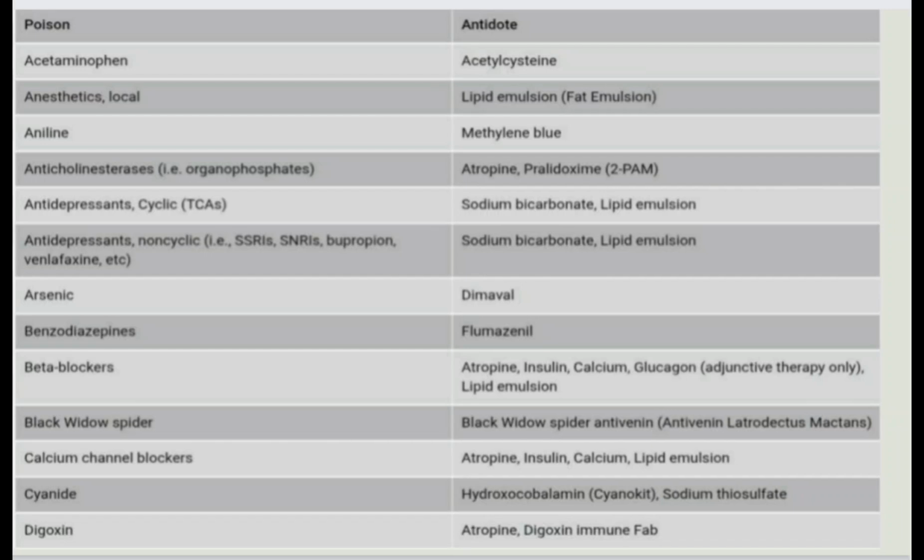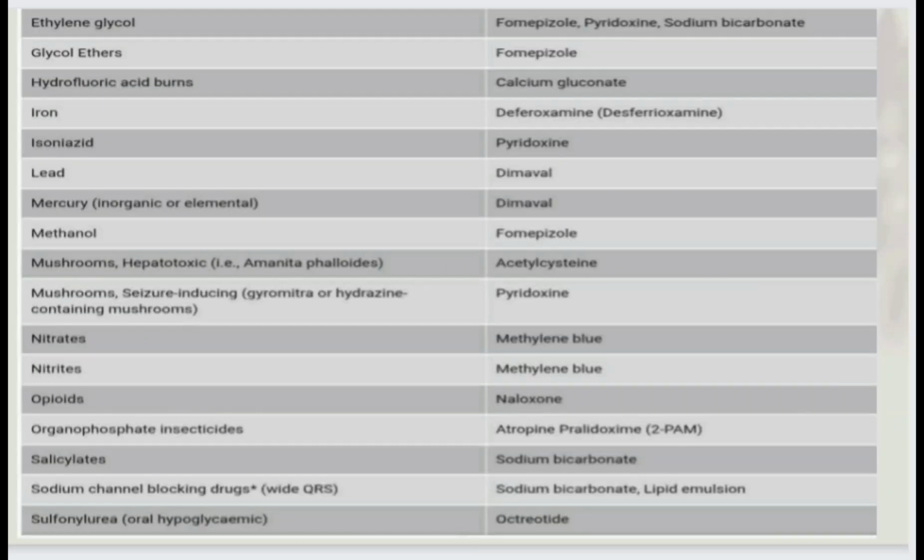Then for digoxin poisoning, atropine and digoxin immune fab are used. For ethylene glycol poisoning, fomepizole, pyridoxine and sodium bicarbonate are used. For glycol and ethers, fomepizole. Hydrofluoric acid burns, calcium gluconate. In case of iron, desferrioxamine. Isoniazid poisoning, pyridoxine. For lead and mercury, these two poisons can be treated with dimercaprol.